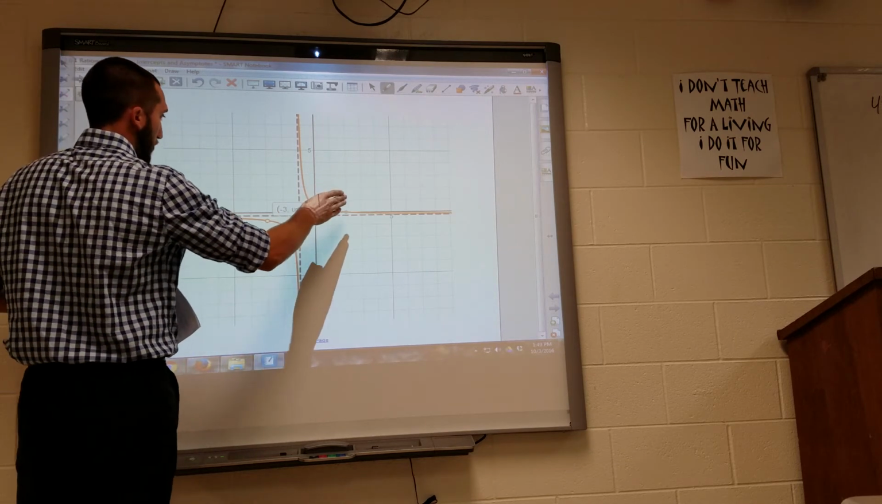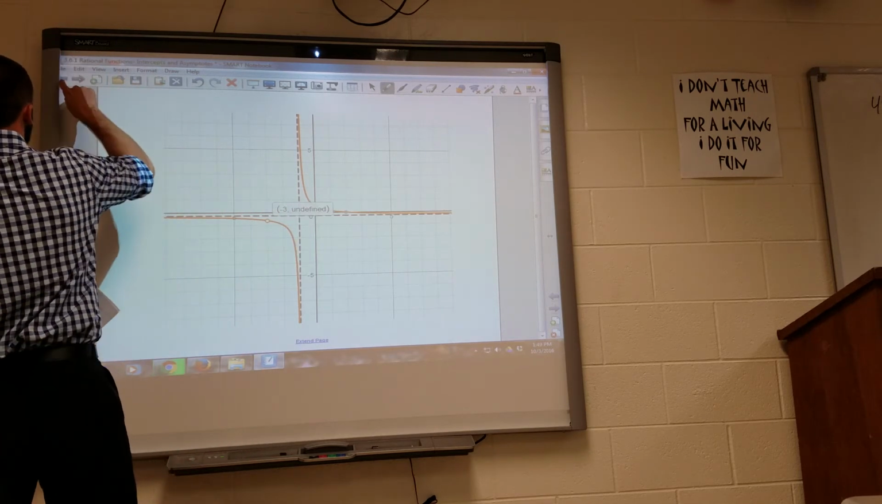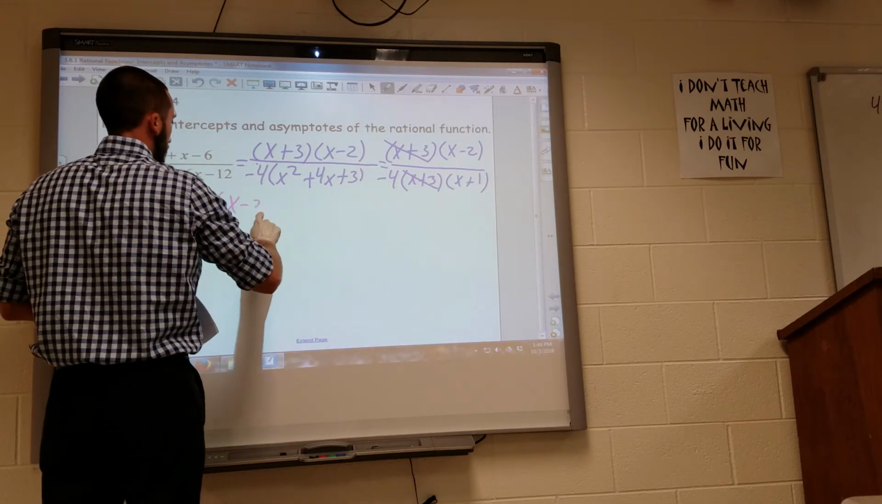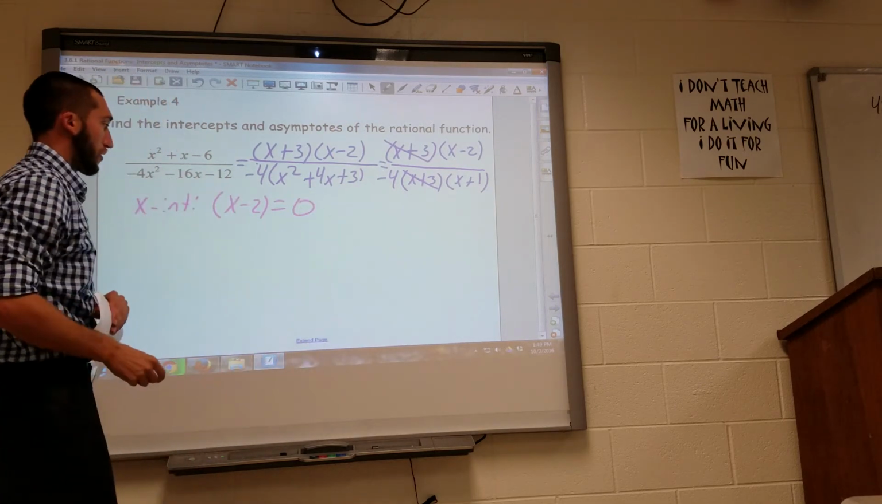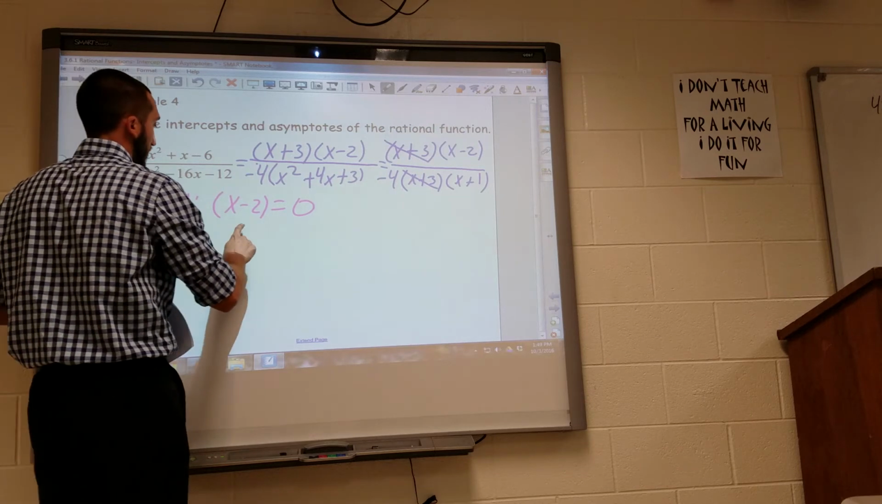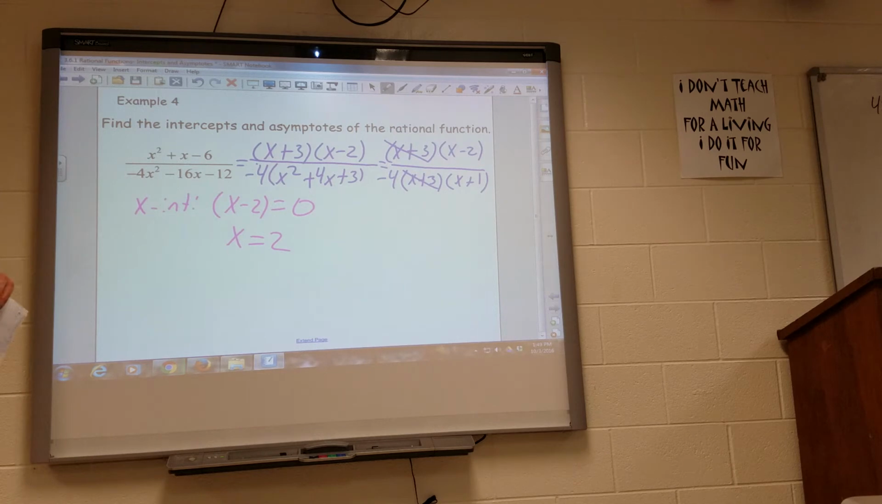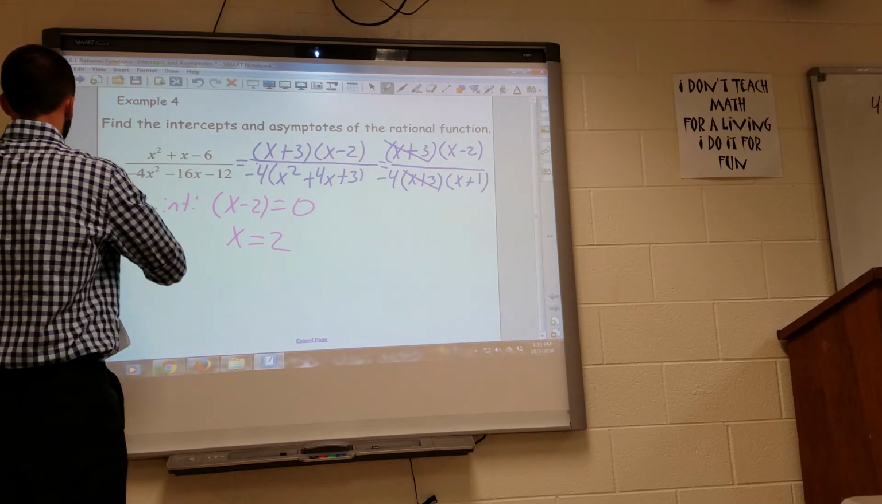So the only one I have to worry about is positive 2. So x-intercept, x minus 2 equals 0. So the only time I'm going to cross the x-axis is when x equals positive 2. So that's the x-intercept, x equals 2.